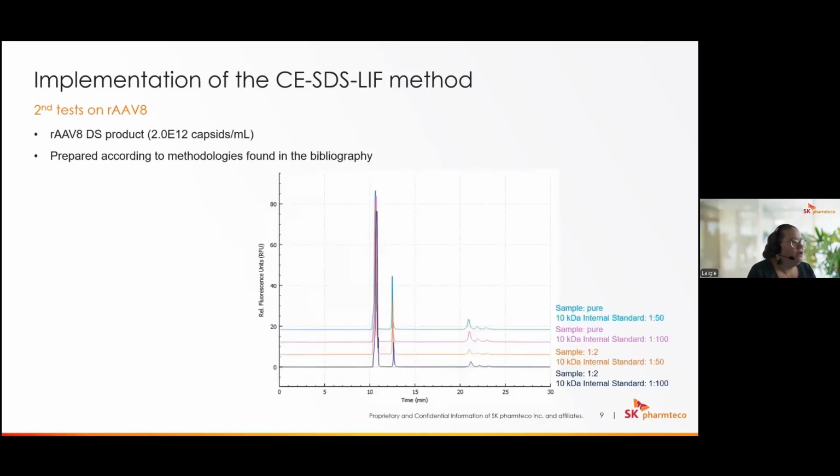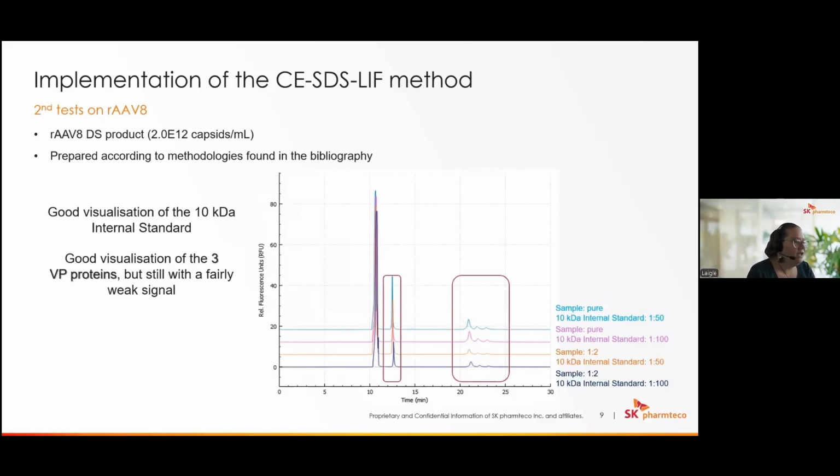This method allows us to obtain an electropherogram in which we had good visualization of the internal standard, but also of the 3 VP proteins, but with a fairly weak signal for the latter. It was therefore necessary to optimize this method.